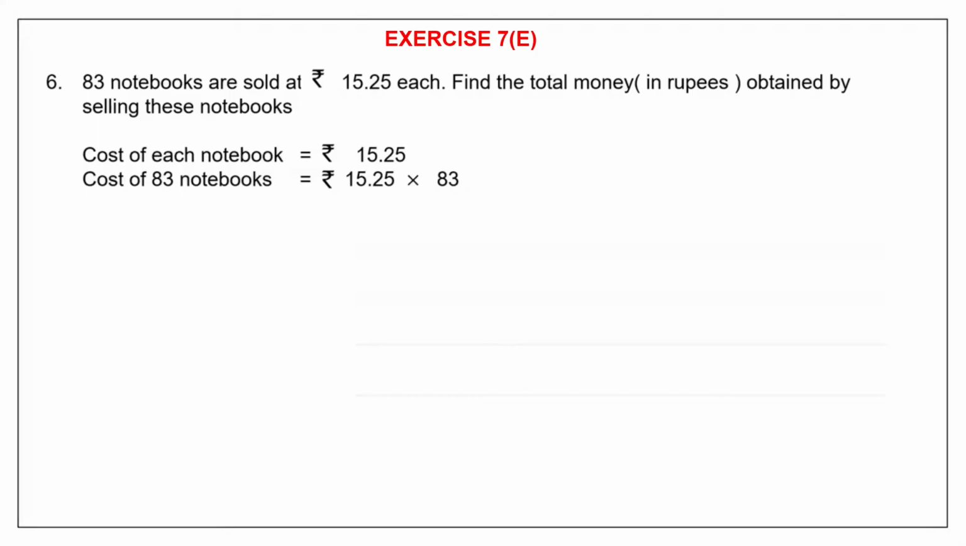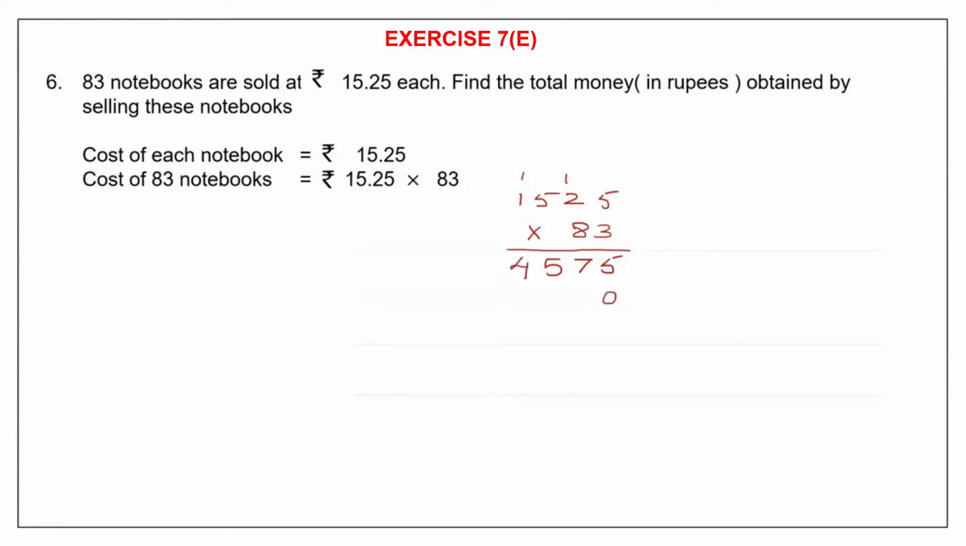So let's work that out. As we know, in decimal multiplication, we ignore the point and we multiply and we put back the point later. So let's start by writing the number without a decimal point, 1525 into 83. So let's do the multiplication. 3 5s are 15, carry 1. 3 2s are 6 plus 1, 7. 3 5s are 15, carry 1. 3 1s are 3 plus 1, 4.